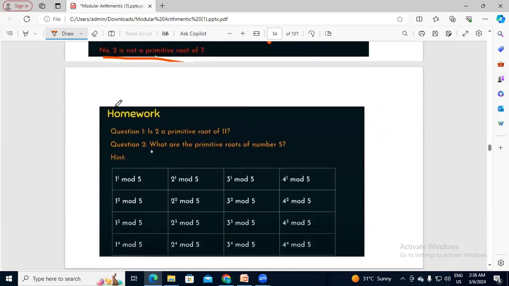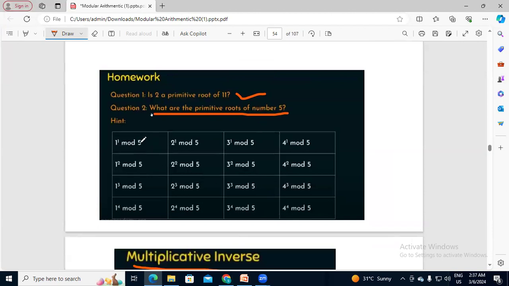If the question is like this, you can solve it on your own: you need to find out whether 2 is a primitive root of 11. Same process you need to do. And moving on, if someone asks you what is the primitive root of number 5, what we have to do is again start with the number 1. We need to check up till 1 to the power 4.